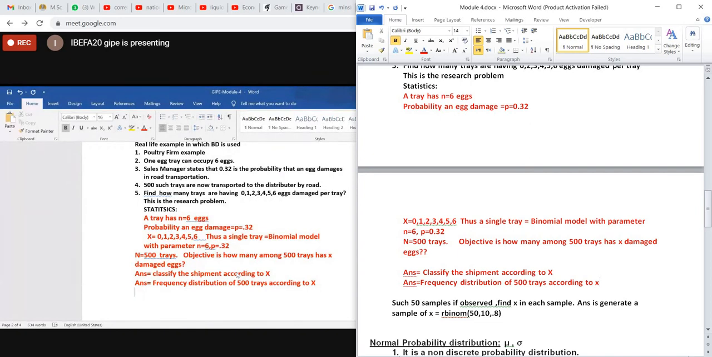I'm giving time. No more examples today, only this example. I already said.